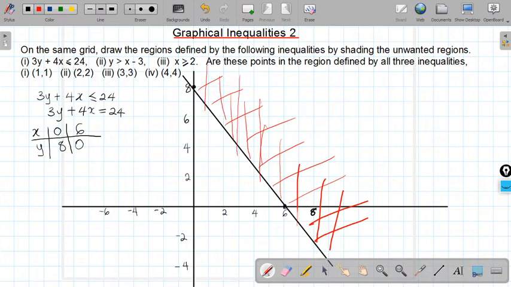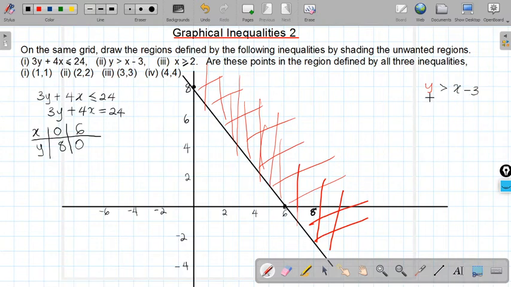Okay, then we go over to the other one. The second one says y is greater than x minus 3. y is greater than x minus 3.